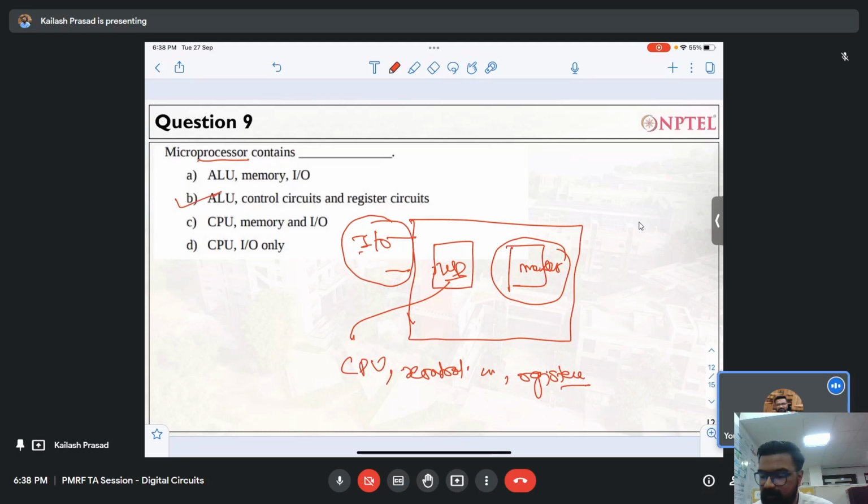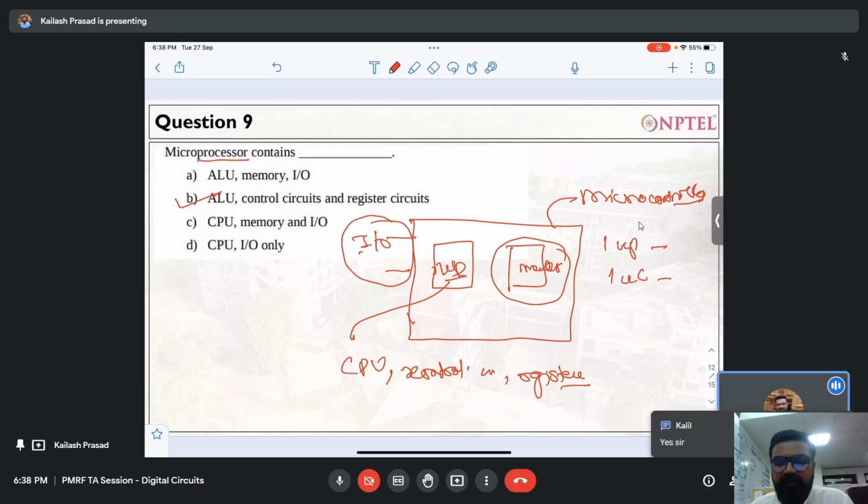So the entire block which I have designed is what we call a microcontroller. Okay, so anybody wants to name me one microprocessor and one microcontroller? Anybody? Please type in the chat if you know the name of one microprocessor and one microcontroller, such that I understand.